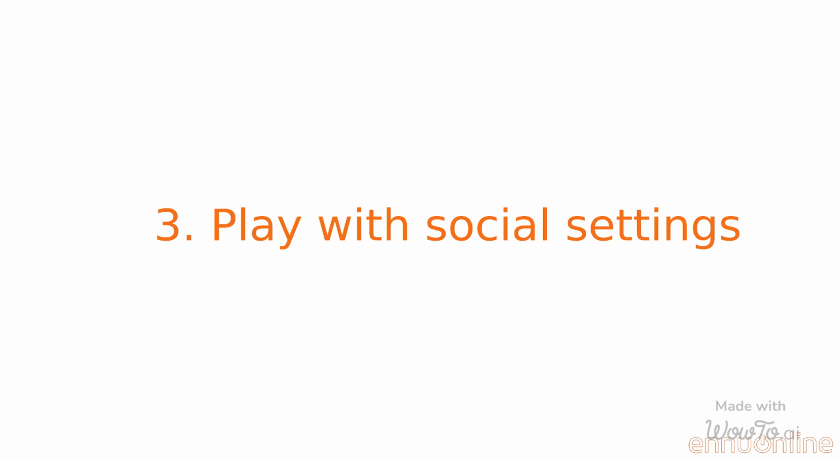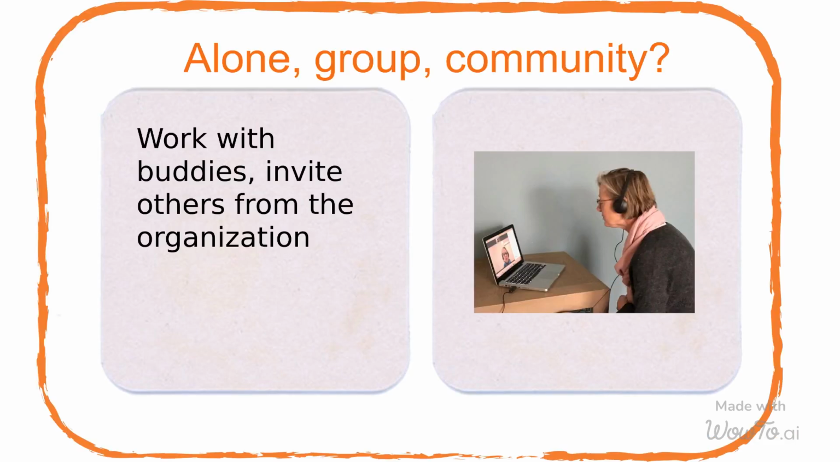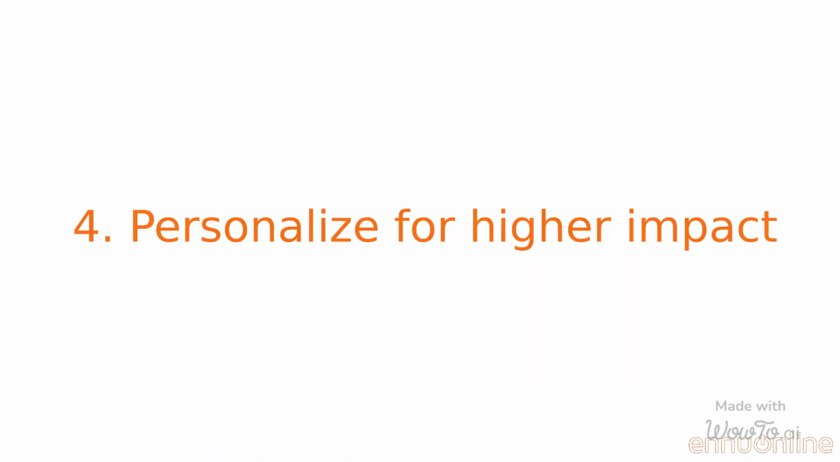The 3rd principle is blend social settings. What do they do individually or in pairs? What in groups? Or even in communities? Each modus has its advantage. Learning online can be a challenge. Can you use a buddy system for instance? This may feel less lonely. Or can you invite colleagues at some point? Use a community.